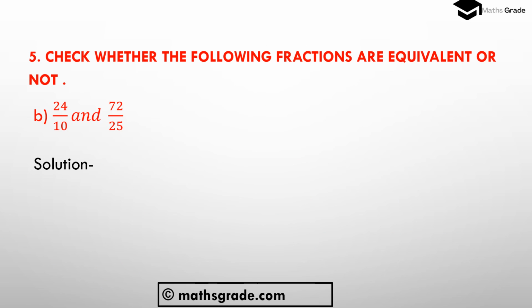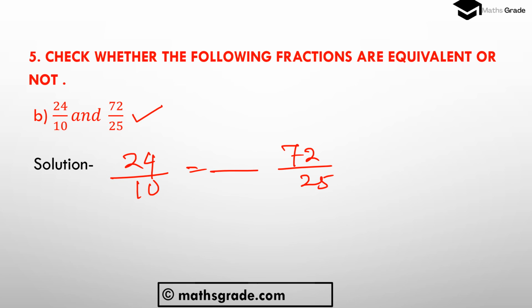Now question number 5, second bit B. 24 divided by 10 and 72 divided by 25. So 24 divided by 10 and 72 divided by 25. Here the numerator is 24 and here the numerator is 72. So which number will we multiply with the numerator 24 to get 72? If we multiply 24 with 3, we will get 72. So we have to multiply the same number 3 with the denominator 10.